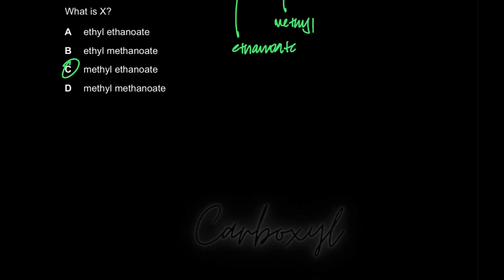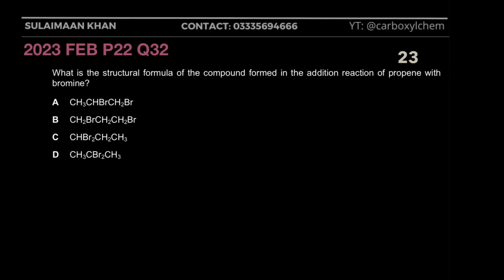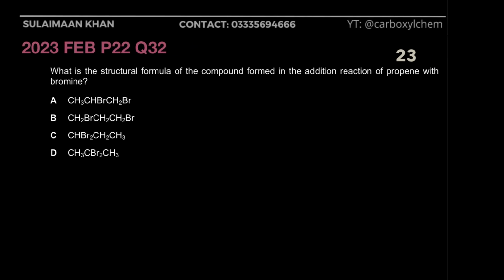Done? Pretty easy. Next, it says, what is the structural formula of the compound formed in an addition reaction of propene with bromine? So it's pretty easy again. We've already done the MCQ earlier, but if you check propene out, that's C bonded to C and double bonded to C, right? Because propene has 3 carbons, and because it's an alkene, there's going to be a carbon-carbon double bond, right? So this is my beautiful propene structure right here.